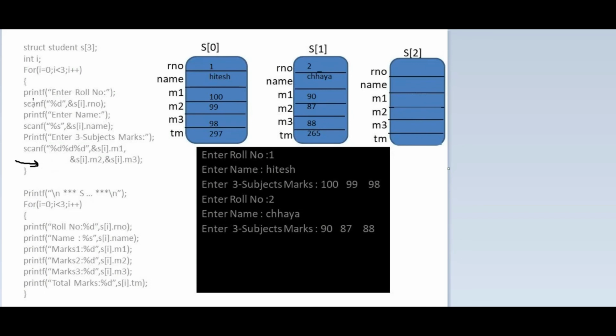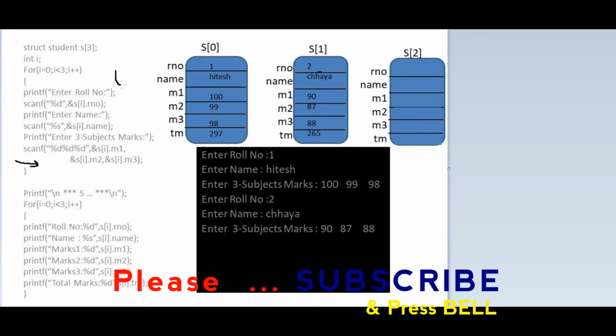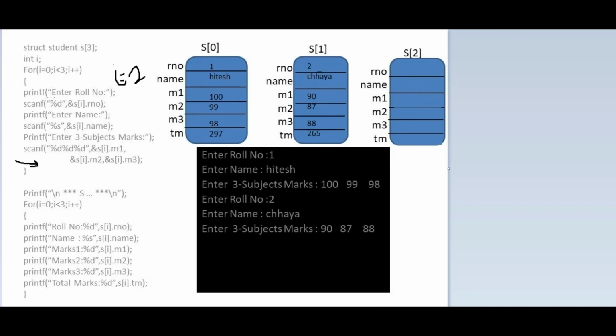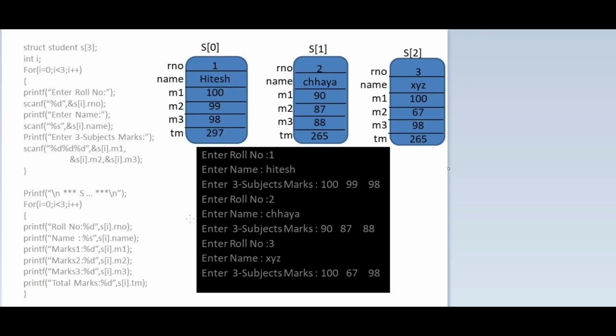Now, after the for loop is finished, i will become 2. Now i is equal to 2, the for loop is going to execute again and it will ask for the third student's information. The for loop is executed for the third time. We will give roll number 3, name XYZ and three subject marks like this. So this roll number, name and three marks are stored for the third student, and total marks will be calculated from here and stored in total marks.